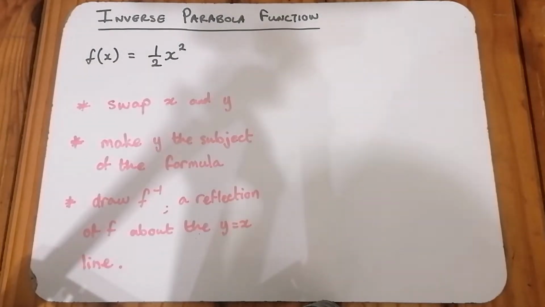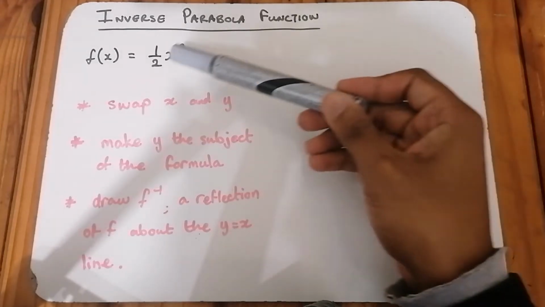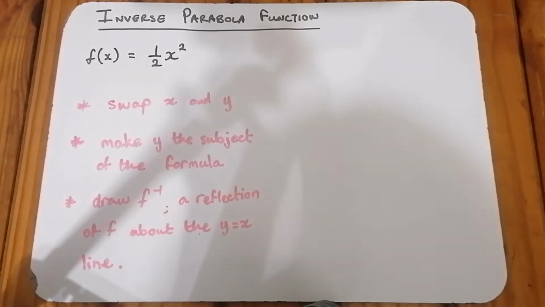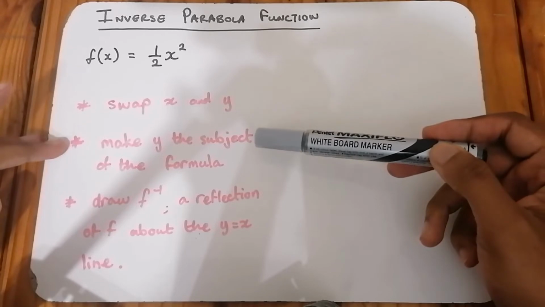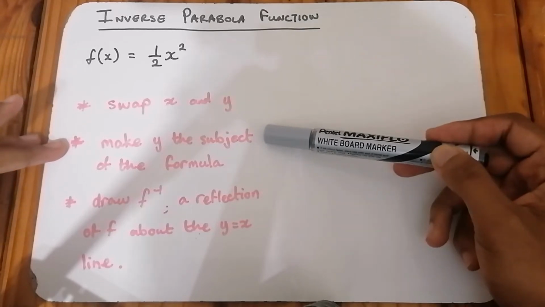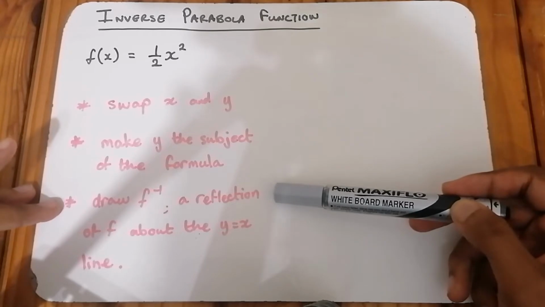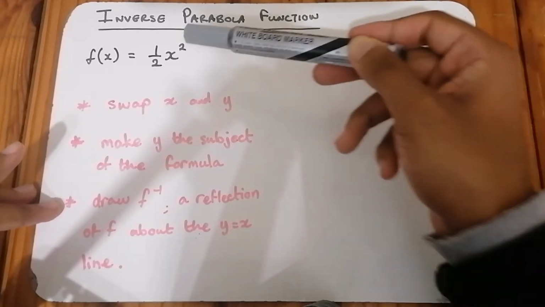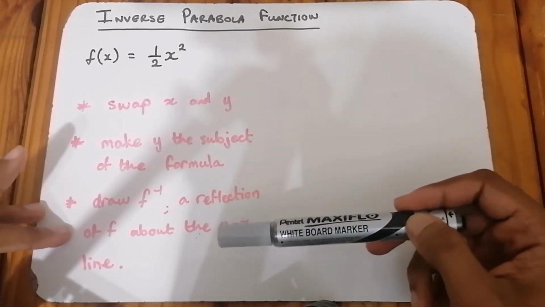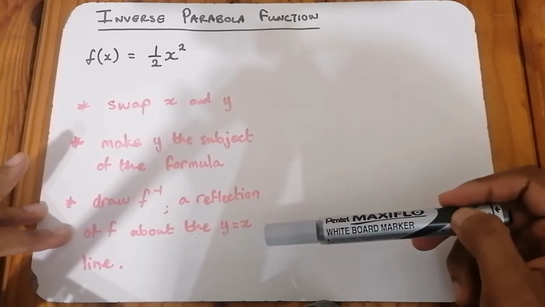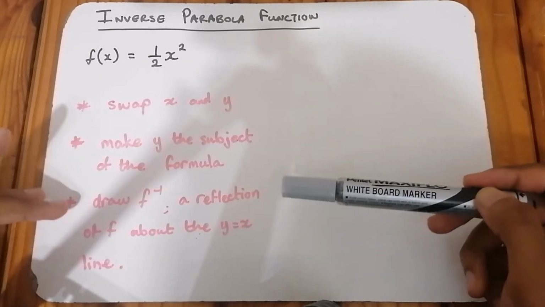Hi there guys, so in this video we're going to be looking at the inverse form of a parabola. And so we are given the function f(x), which is equal to a half x squared. And so now to find the inverse of a parabola, we need to follow these steps. First we're going to swap x and y. Then we're going to make y the subject of that formula. Then we're going to draw both the inverse graph and the original graph. And the inverse graph will be a reflection of the original graph about the y equal to x line. So I'll talk about this when we draw the graph.